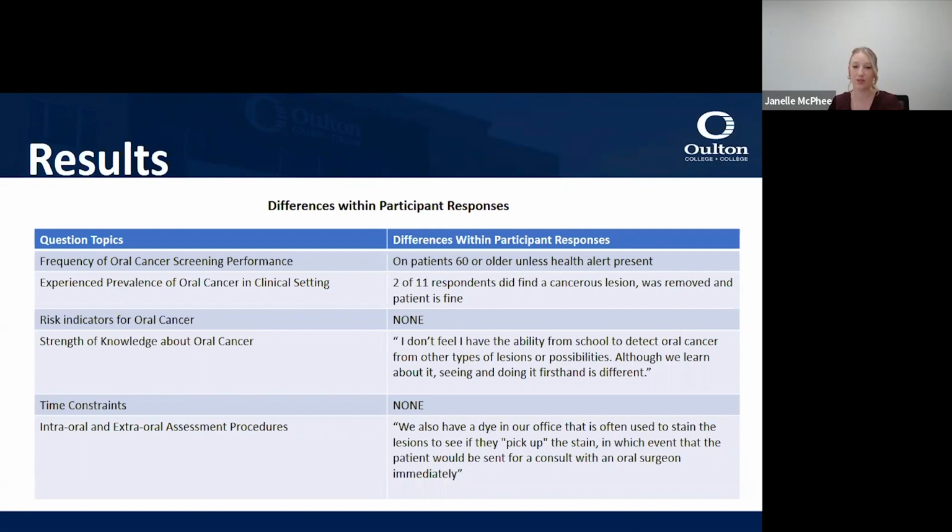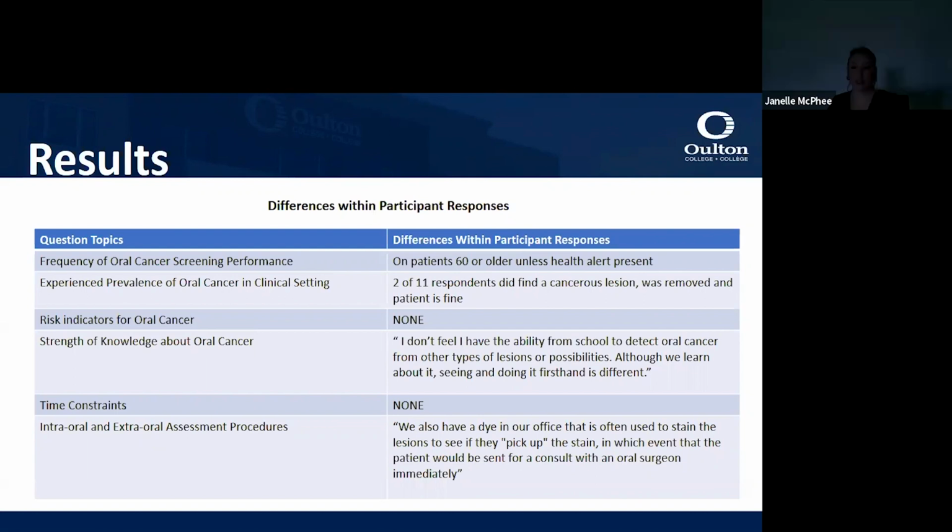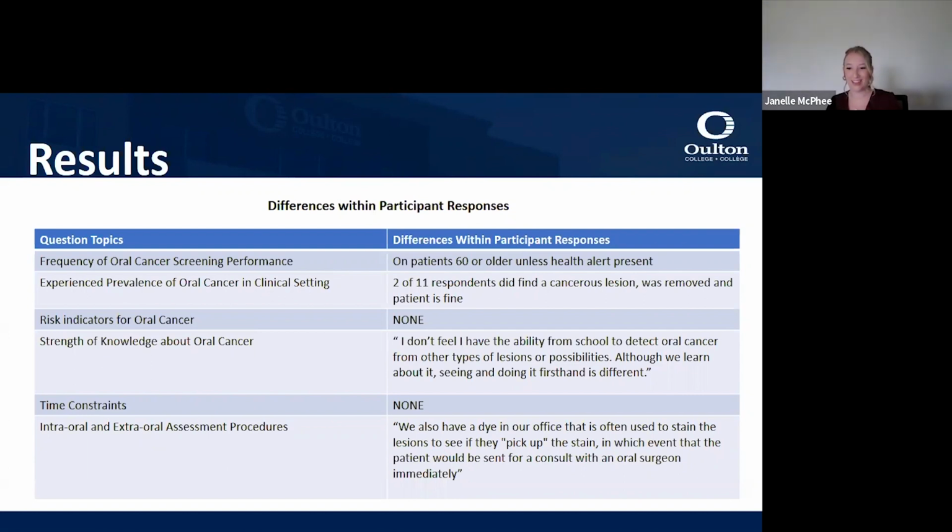Intraoral and extraoral assessment procedures: one said that we also have a dye in our office that is often used to stain the lesions to see if they pick up the stain, in which event the patient would be sent for a consult with an oral surgeon immediately.